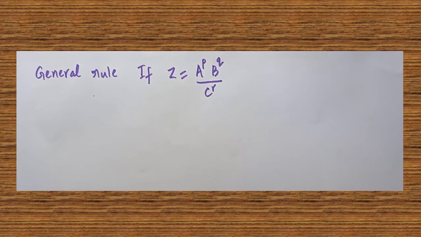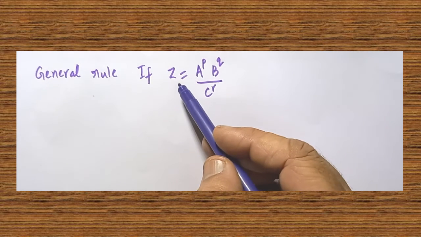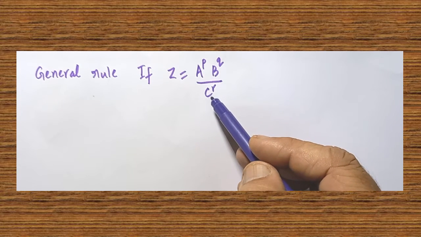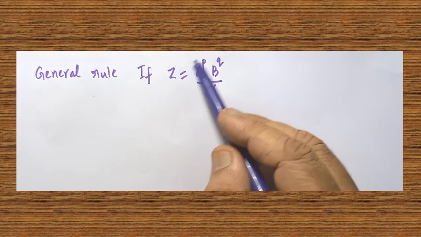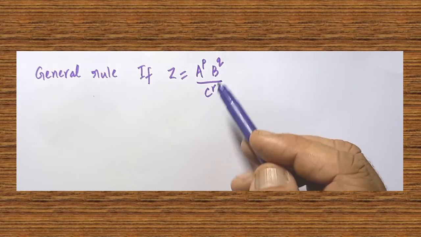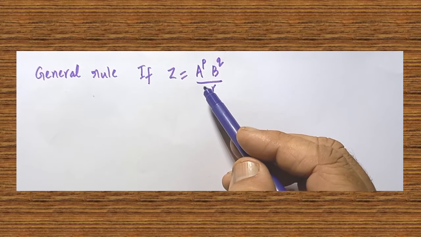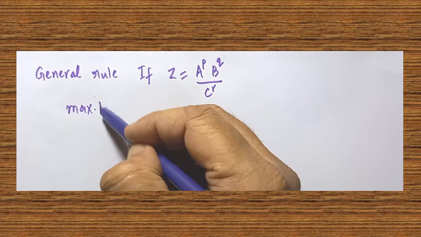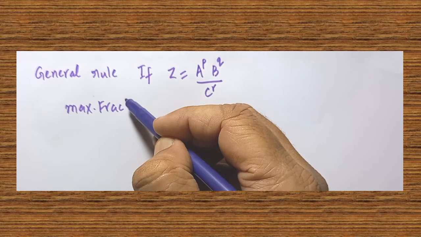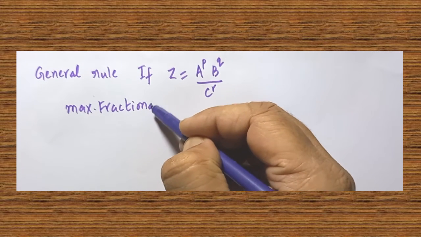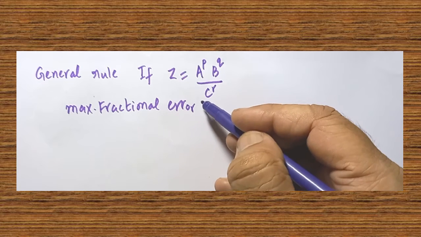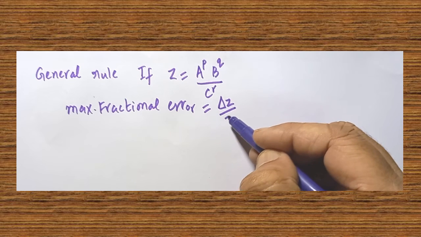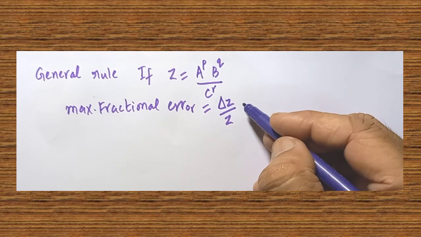Now we are going to learn one special rule. Here, look at the expression. Here z is equal to a power of p, b power of q, c power of r. If any expressions are given in this format, we are able to calculate the maximum fractional error. How to write the rule to get the maximum fractional error? To find out the maximum fractional error, the expression is del z divided by z. Del z divided by z is nothing but the maximum fractional error.